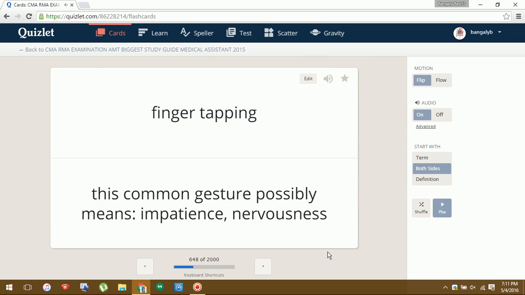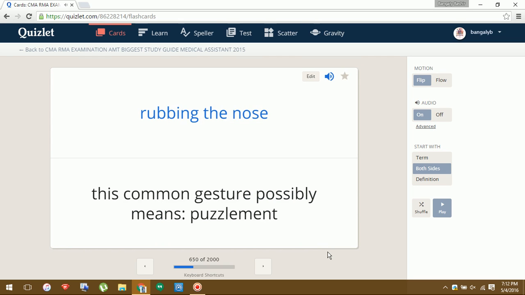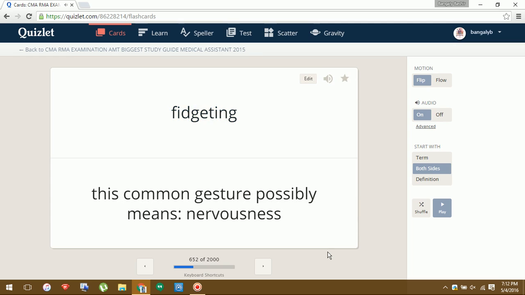Finger tapping. This common gesture possibly means impatience, nervousness. Shrugged shoulders. This common gesture possibly means indifference, discouragement. Rubbing the nose. This common gesture possibly means puzzlement. Anger. The gesture of widened knuckles and clenched fists is usually a sign of blank. Fidgeting. This common gesture possibly means nervousness.